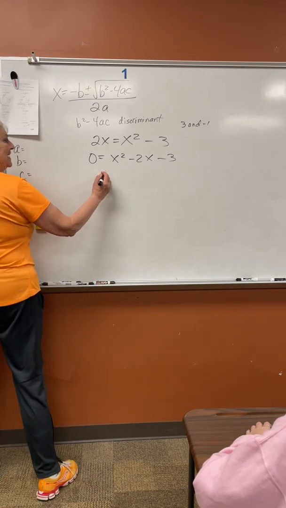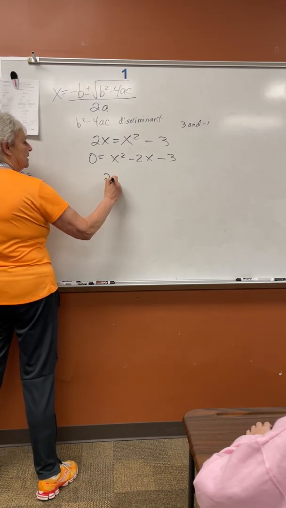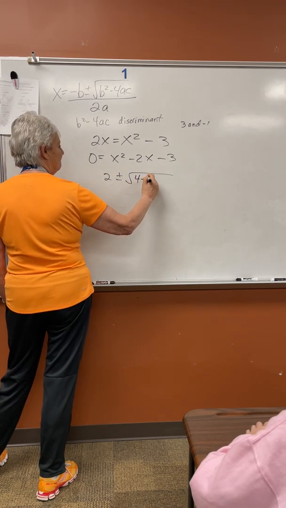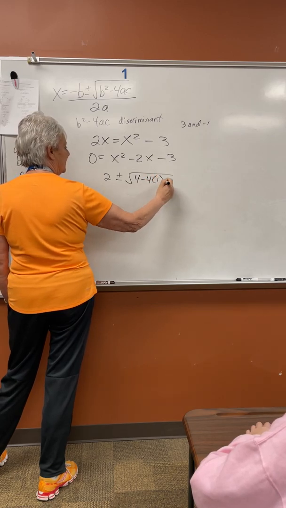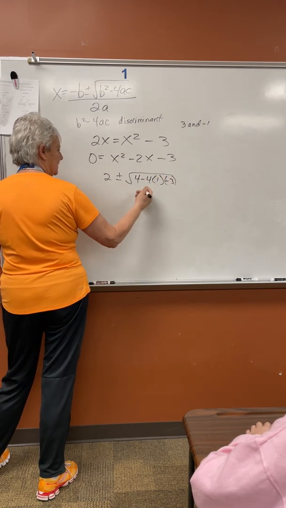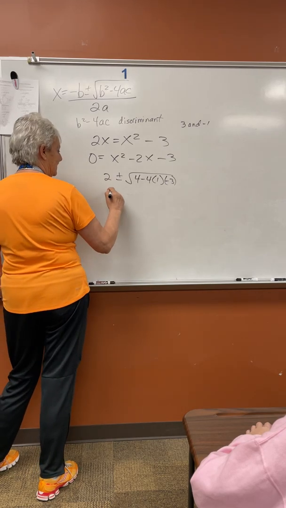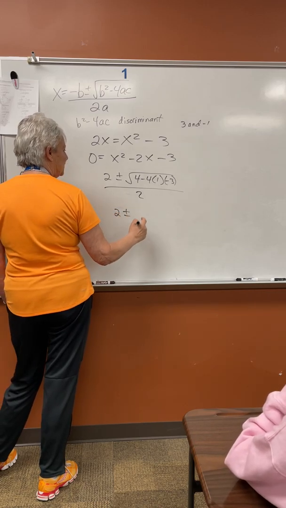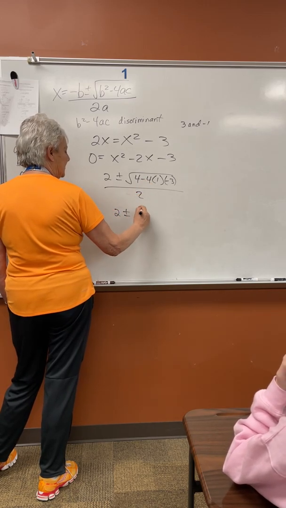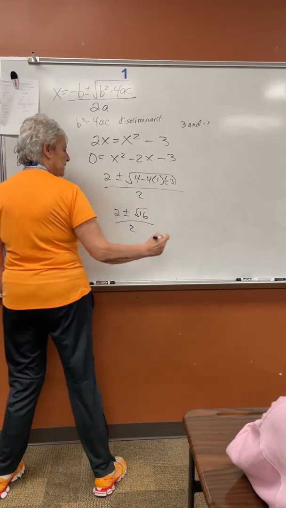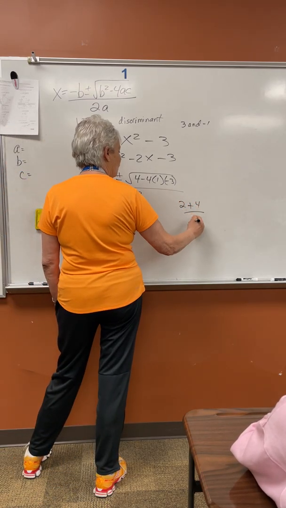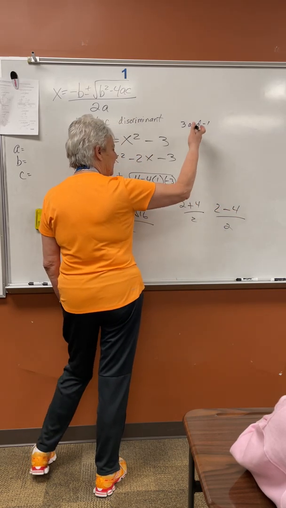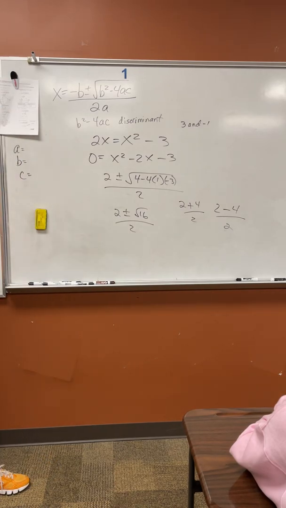Okay, the opposite of b, 2, plus or minus the square root of b squared minus 4 times 1 times negative 3. It's going to be 16, all over 2a. So 2 plus or minus the square root of 16, all over 2. 2 plus 4 over 2, 2 minus 4 over 2. There's your 2 answers. Okay?